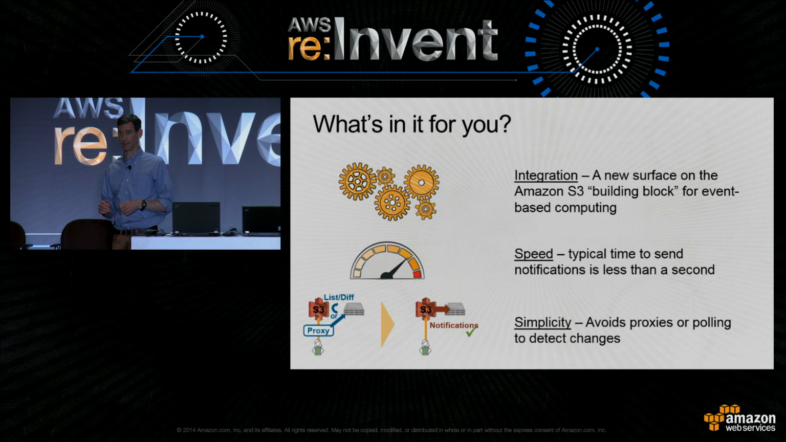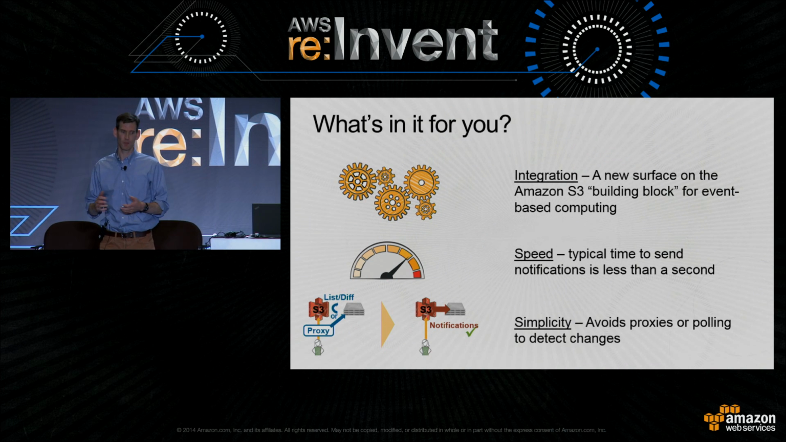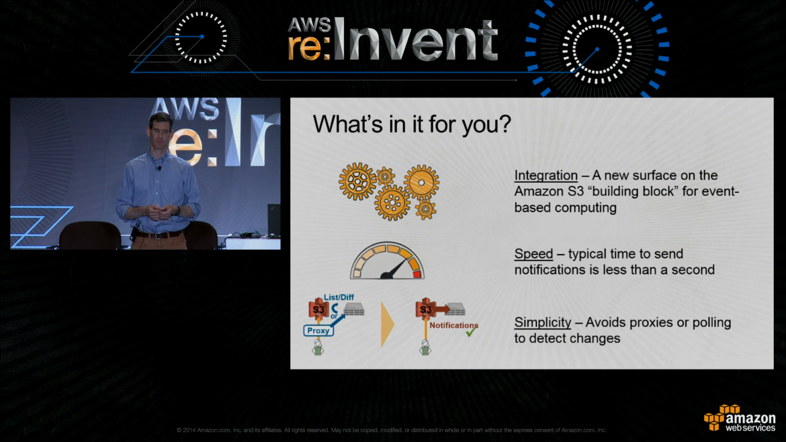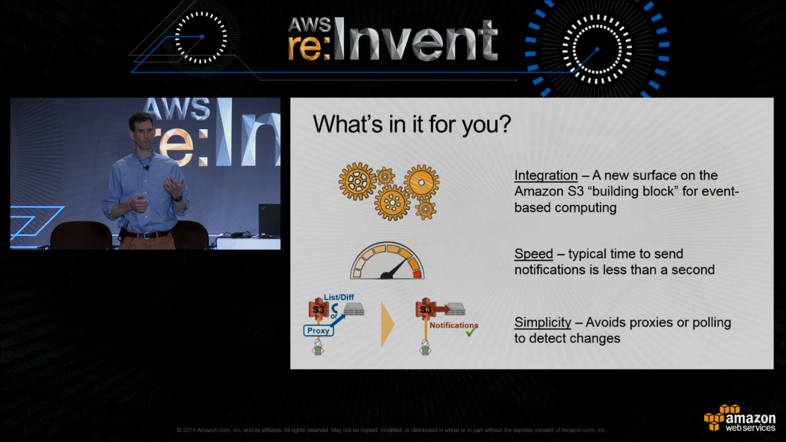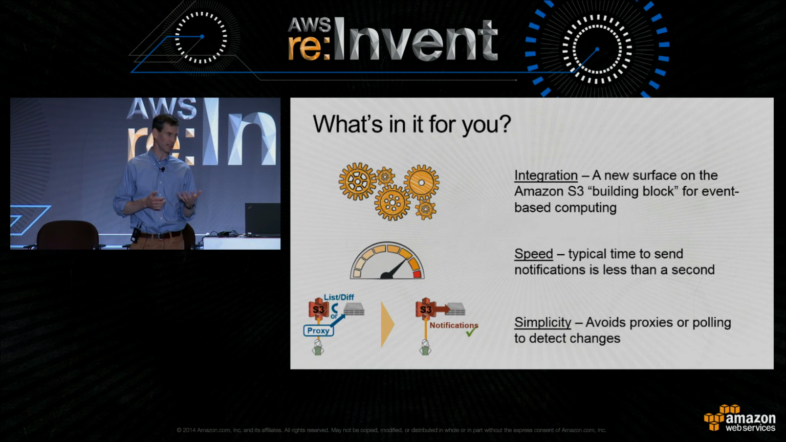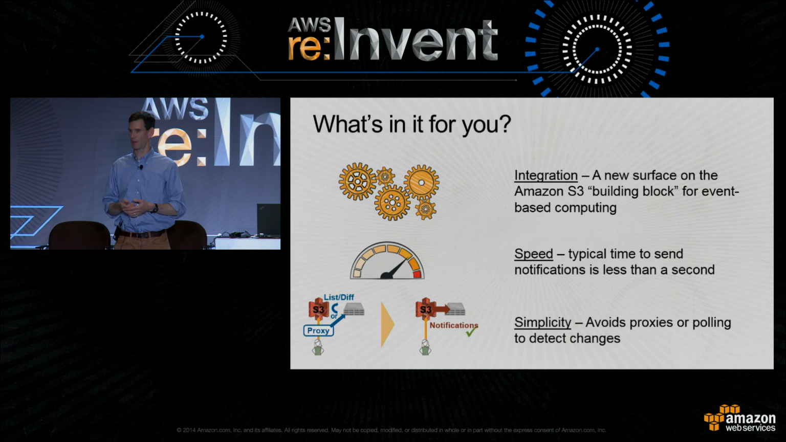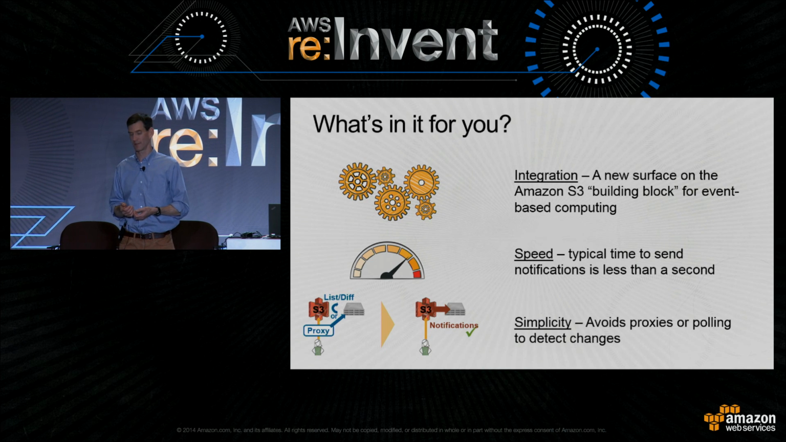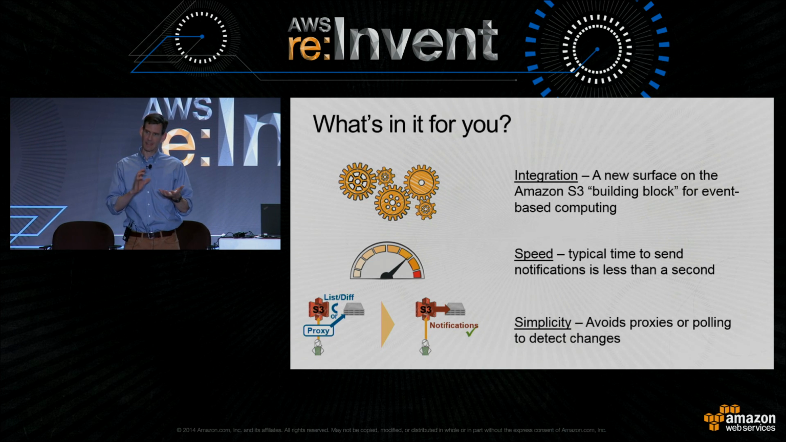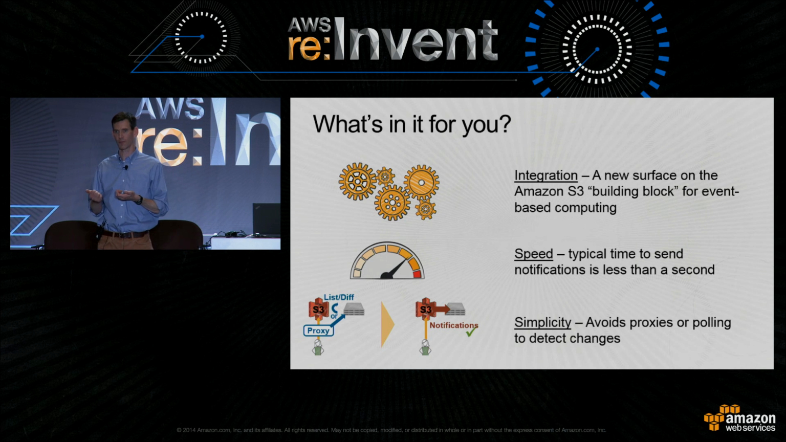So what are the benefits, or what's in it for you? The big story here is about integration. And we often use the metaphor of building blocks with AWS. So we'll talk about S3 as a building block, and EC2, and DynamoDB. And we talk about how you can put these together to build whatever system your application or your business requires. Well, we've now taken the S3 building block and we've put a new surface on it. It's a new interface. You can now connect S3 to compute and to workflows, to processes through these new event notifications.